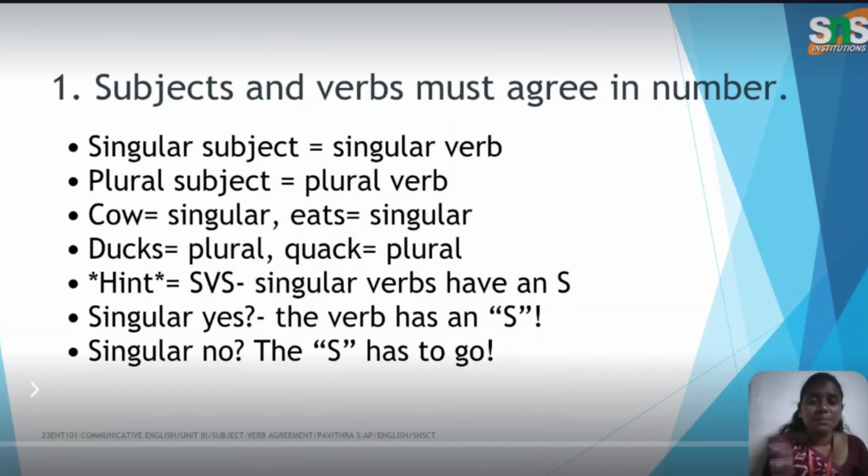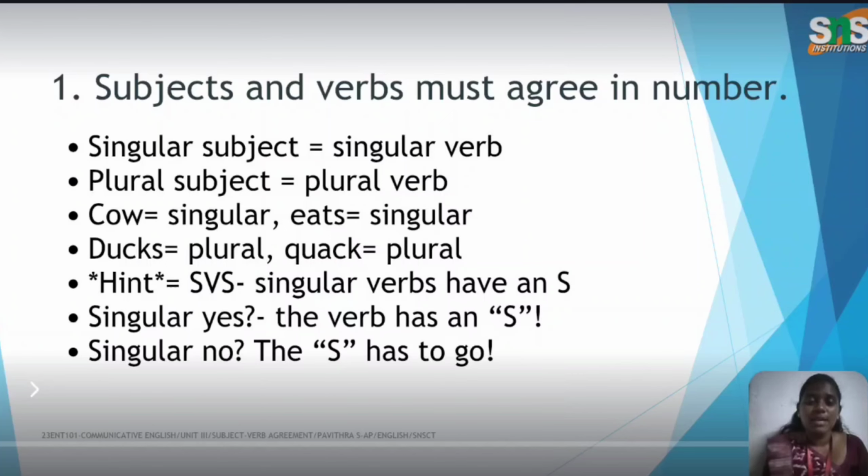Okay, the first rule is subjects and verbs must agree in number. So what is number here? It denotes whether the subject is singular or plural. If the subject is singular, we'll be using a singular verb. If the subject is plural, we'll be using a plural verb.